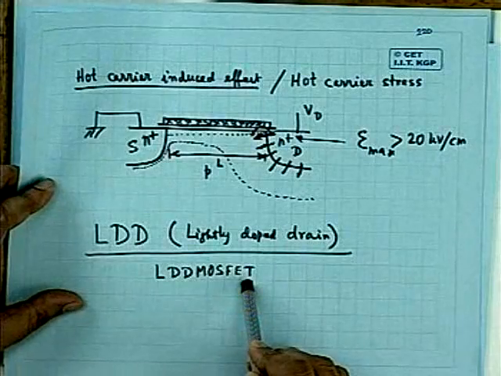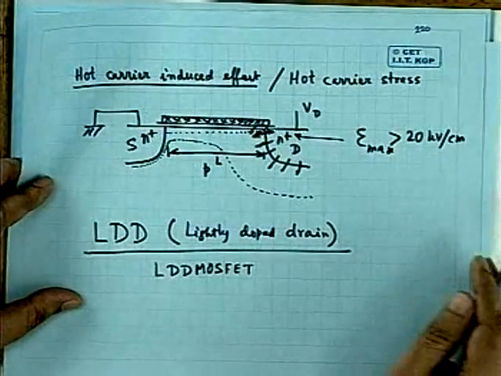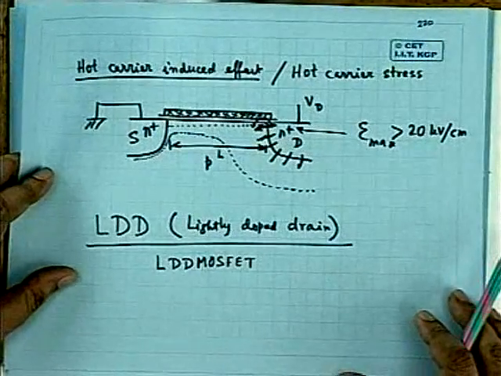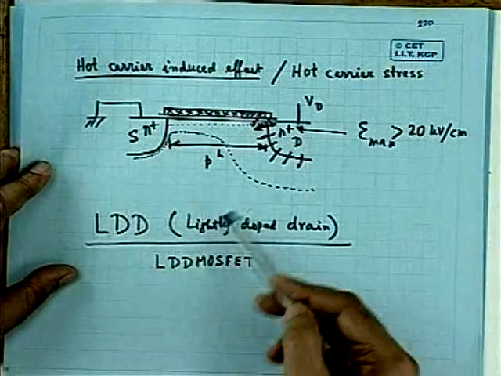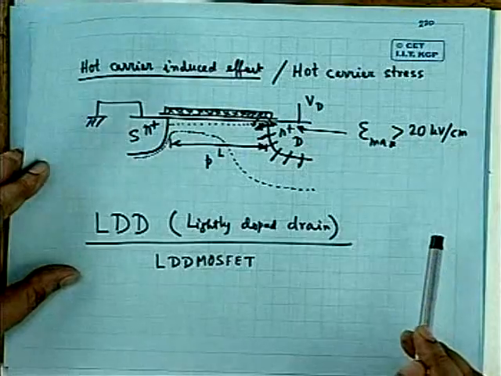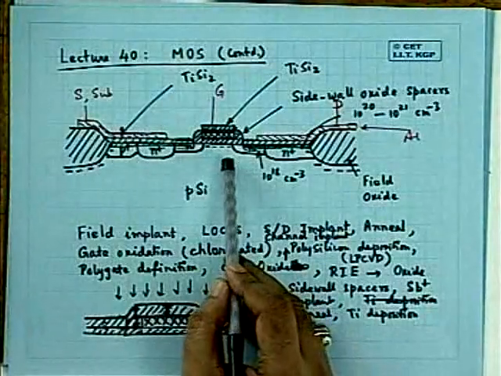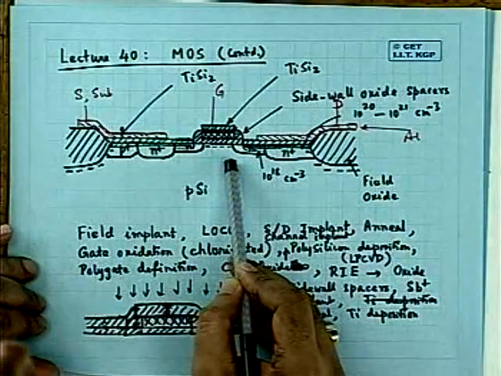Then I said that because lightly doped, we have never discussed the technology in this class. I found that because the LDD MOSFET is automatically created in the modern technology, I give you a very brief overview of the technology. Now let me explain what LDD MOSFETs does.